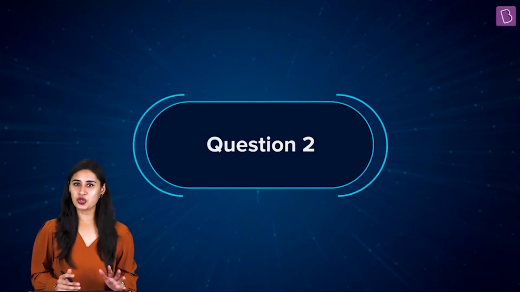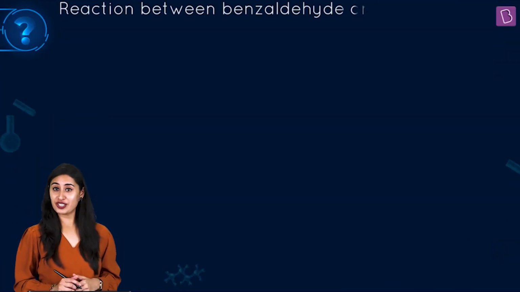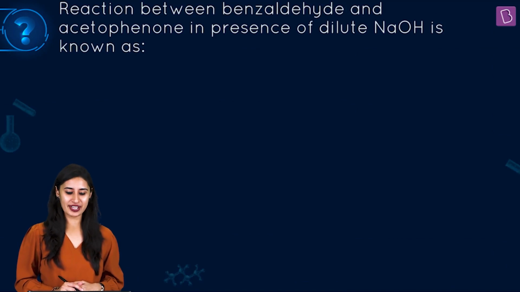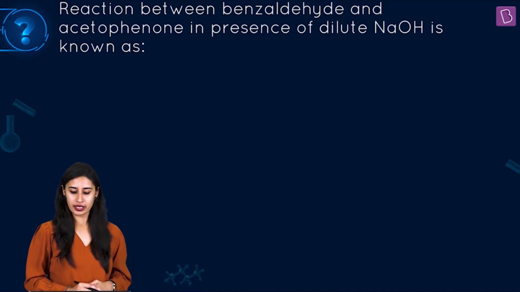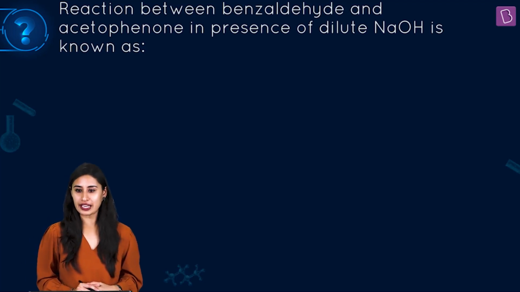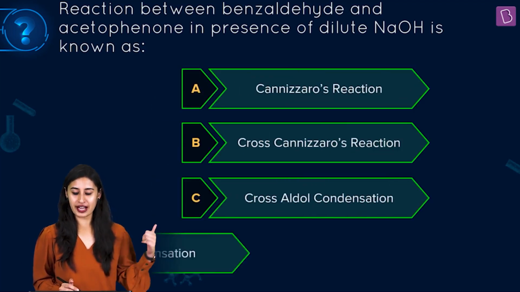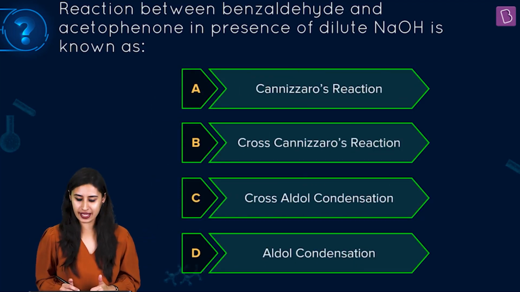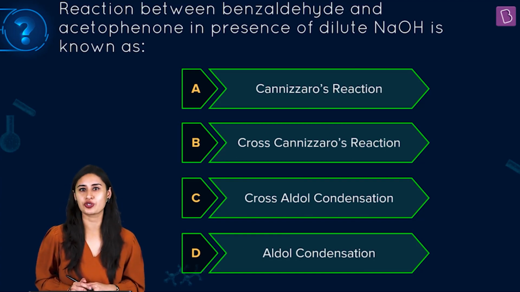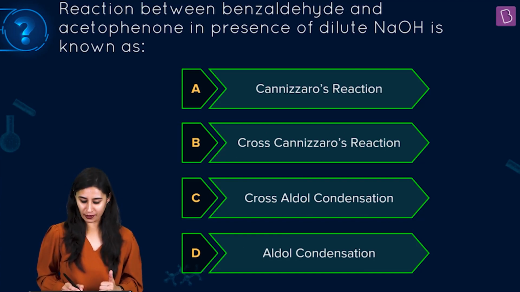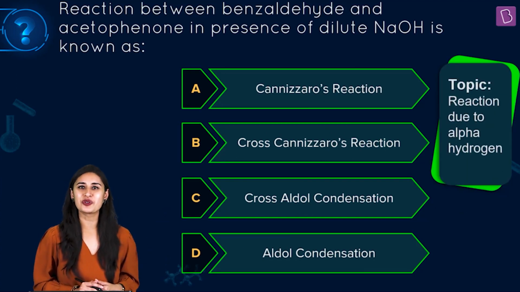Now let's take a look at question number 2, which is very interesting, based on name reactions. Reaction between benzaldehyde and acetophenone in presence of dilute NaOH is known as, and the options are Cannizzaro reaction, cross Cannizzaro reaction, cross Aldol condensation or Aldol condensation. The question of course belongs to the reactions due to alpha hydrogen.